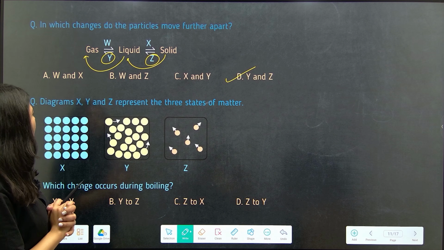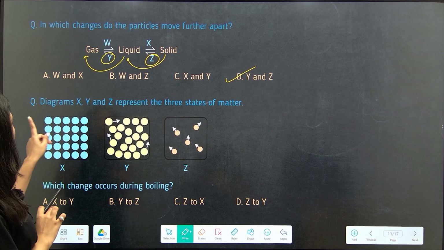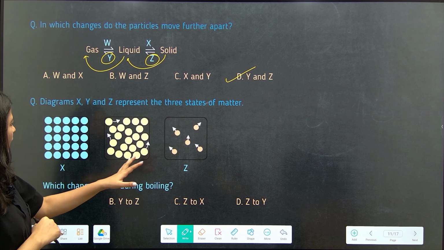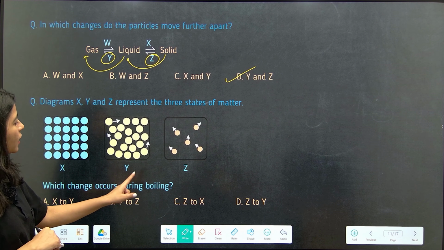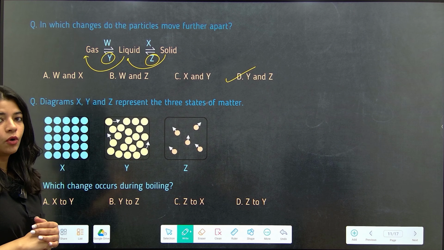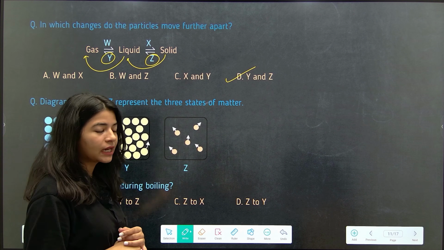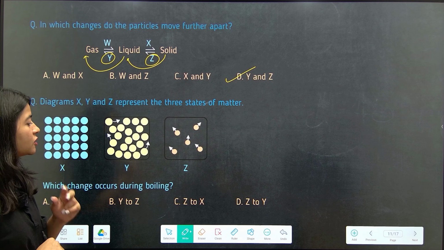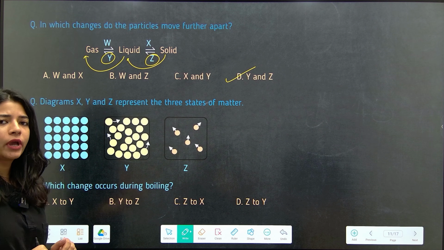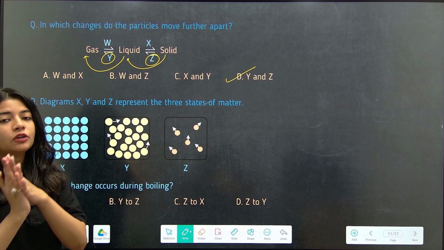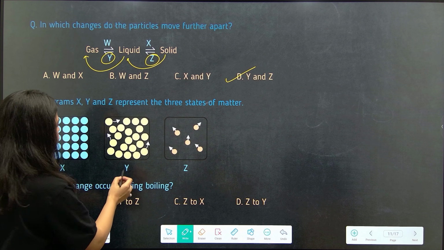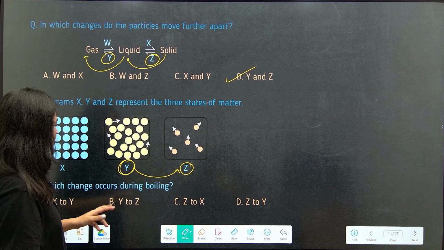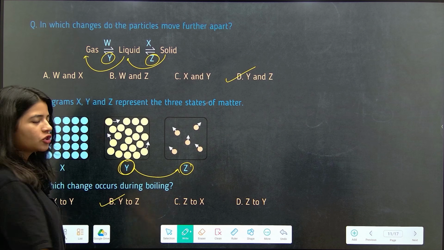Okay, students, now the second question. Diagram X, Y and Z represent the three states of matter. This is the diagram. Which change occurs during boiling? If you have studied the terms well, which we have discussed in the previous slides, you would answer this very quickly. So what happens in boiling? The liquid gets converted into vapors. So Y should get converted into Z. So my answer should be Y to Z, which is B.